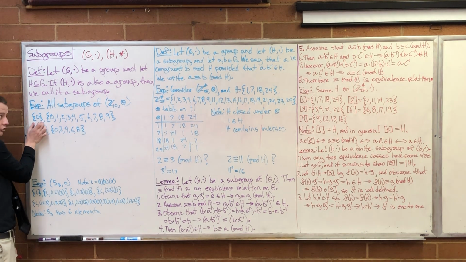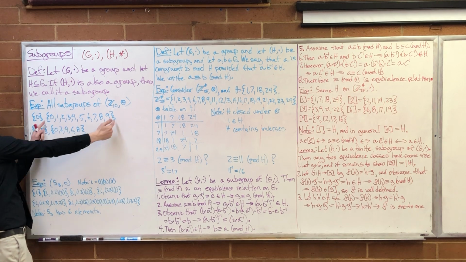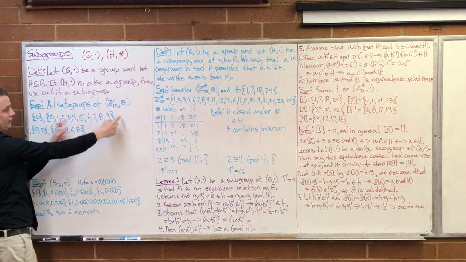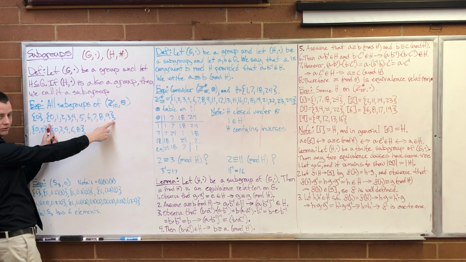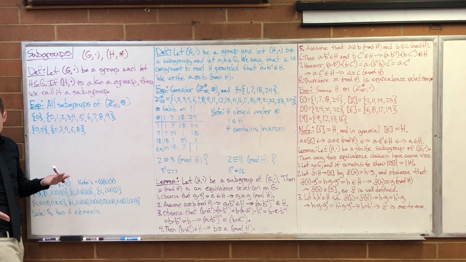So H with just 0 and plus is going to be a subgroup of this. H equal to the set itself is obviously a subset of itself. This is Z10, right? Is Z10 a subset of Z10? Yes. So a group is always a subgroup of itself.